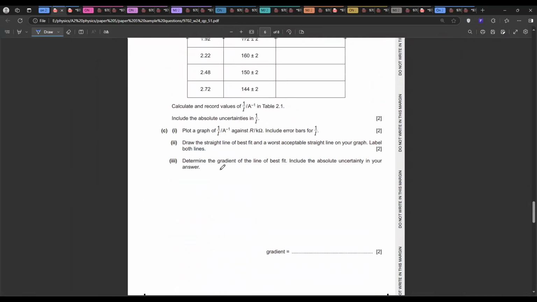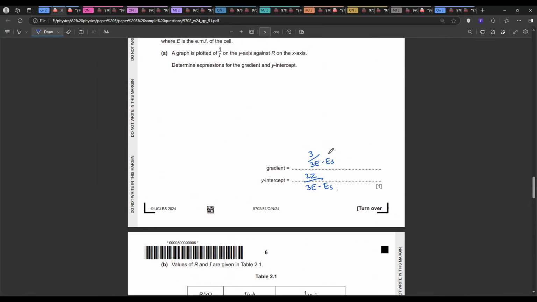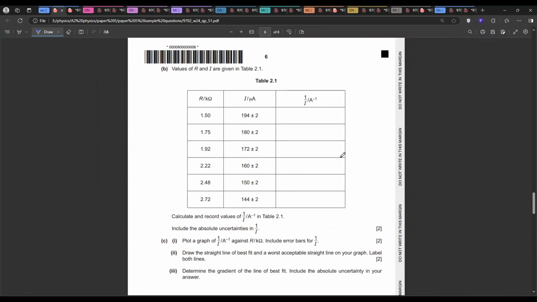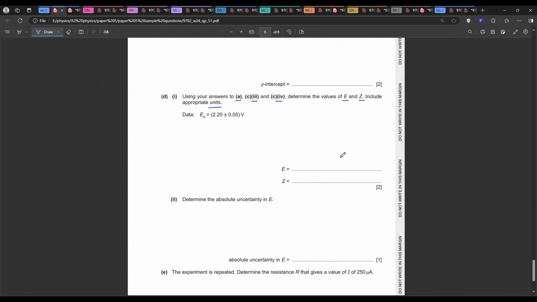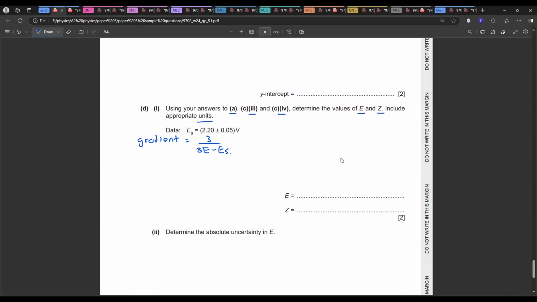So now we know that the gradient is equal to 3 divided by 3E minus Es. Perfect. So let's write it here. The gradient is equal to 3 divided by 3E minus Es. We have to calculate E. How can we calculate E? Very easy. The gradient of the best fit line was 1.51, divided by 3E minus Es. What is Es? 2.2, we are given here.